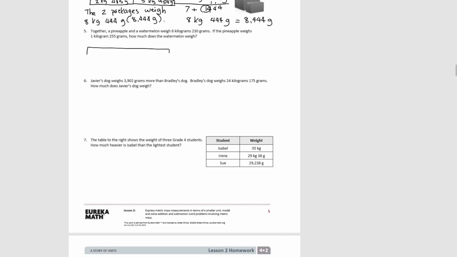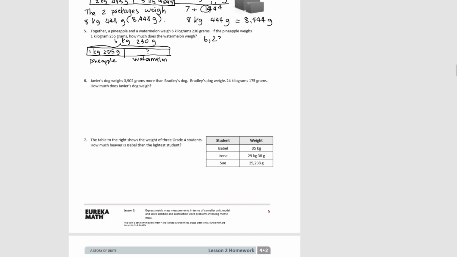Okay, here we see that we know the total. The 2 fruits together weigh 6 kilograms, 230 grams. We know the pineapple weighs 1 kilogram, 255 grams. That's the pineapple. And we want to know how much the watermelon weighs. So again, when we have a total and one piece and we want to know the other piece, we know we need to subtract. So let's write both of these numbers in grams.